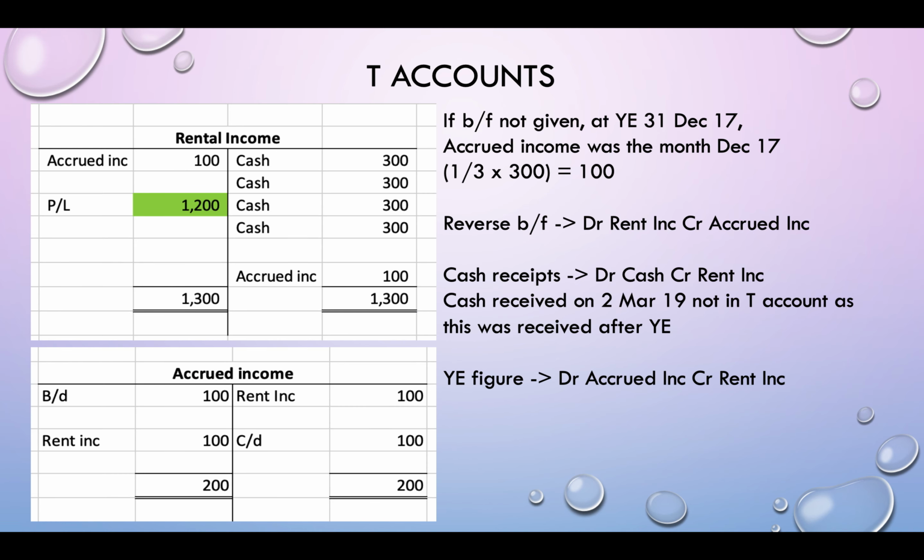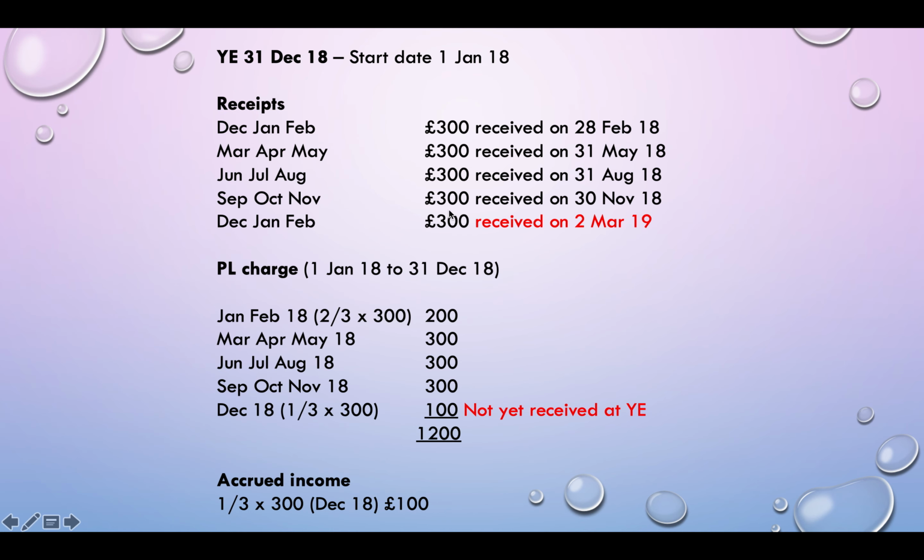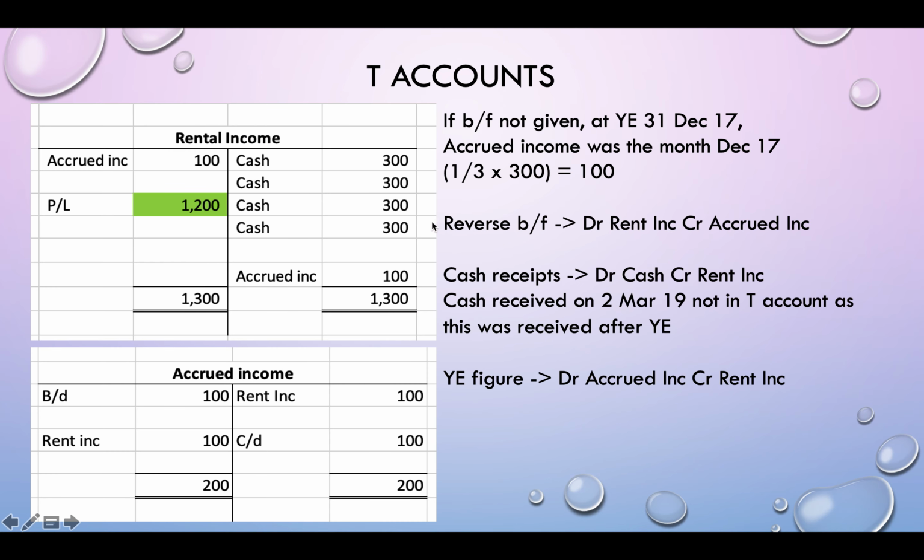The next step is to reverse the brought forward. So you will credit the accrued income account and debit the rental income account. You will then have to insert the cash receipts, and this is done by debiting the cash account and crediting the rental income account, as you can see here. To note that the cash received on the 2nd of March 19 was not in the T account, as this was received after the year end, hence the last £300 received has not been featured here.